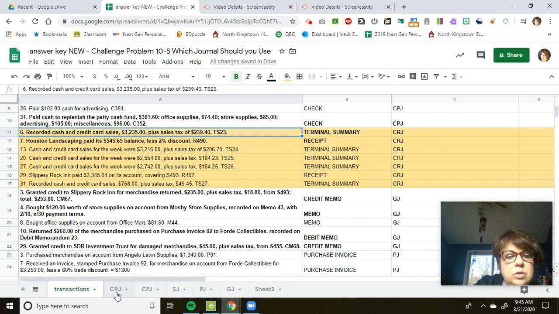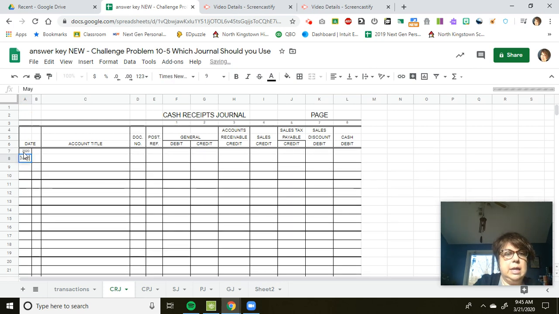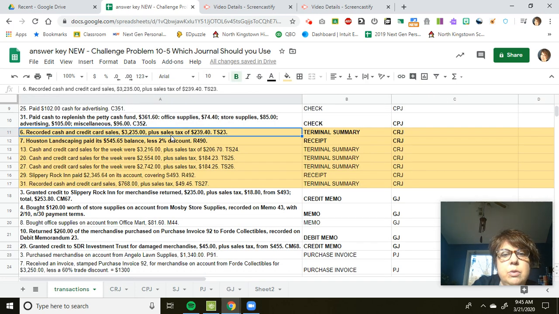So I'm going to go over to the cash receipts journal. I believe we're still working in May, so it's 2020, it's May, and this was on the 6th. Good form is to put an X in the account title and also put an X in the post reference. You will appreciate that when we get to chapter 11. The transaction right now is using terminal summary number 23. They tell us how much was recorded in sales and how much was recorded in sales tax, but they don't tell us what the total is. But we can do addition pretty easily.